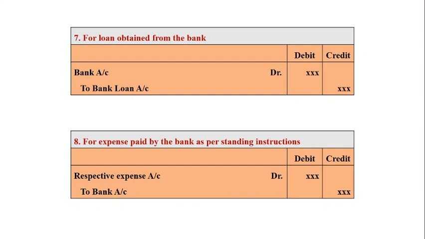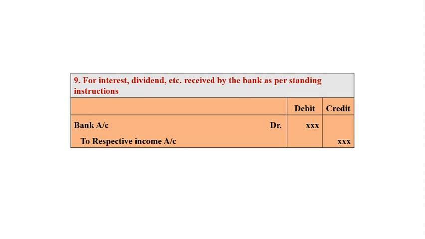8. For expense paid by the bank as per standing instructions. The bank, as per the standing instructions of the business, may pay certain expenses such as insurance premium and so on. In that case, accounts involved are that particular expense account and bank account. Expense is a nominal account. Since it is expense, it is debited. Bank gives, therefore it is credited. And so the journal entry is respective expense account debtor to bank account.